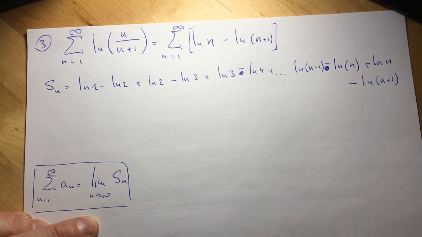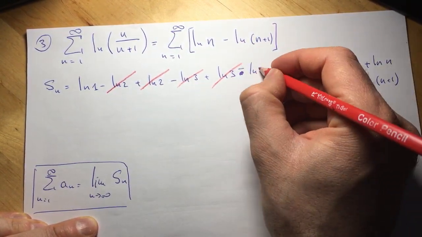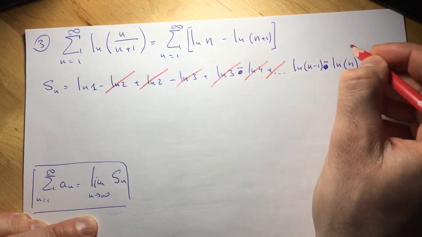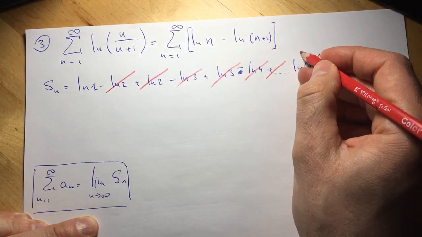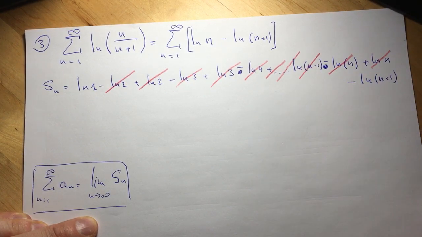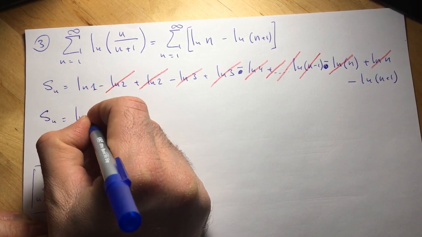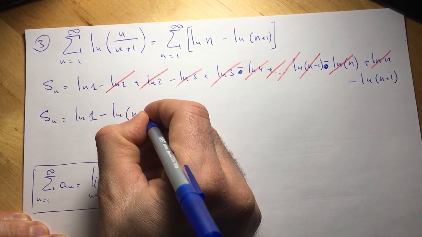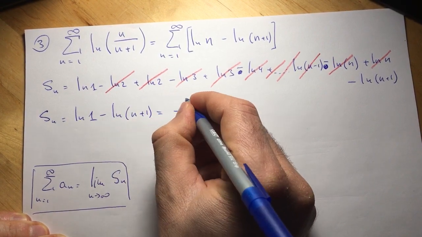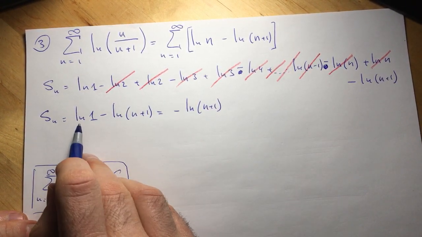Then you can see that this is a telescoping series. All of these terms cancel, right? ln of 4 is going to cancel with the next one. ln of n minus 1 is going to cancel with the one prior to that one. Negative ln of n and ln of n. So we are left with Sn being equal to ln of 1 minus ln of n plus 1, which is equal to negative ln of n plus 1. Why? Because ln of 1 is 0.